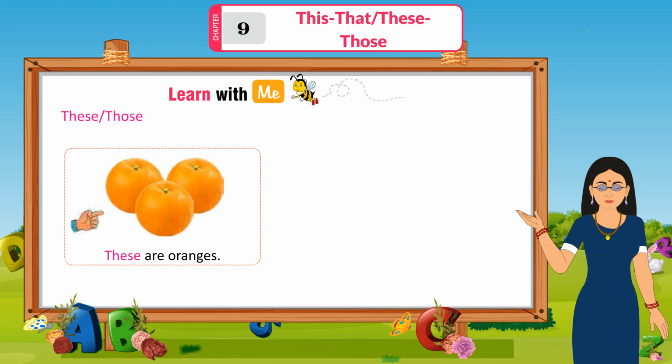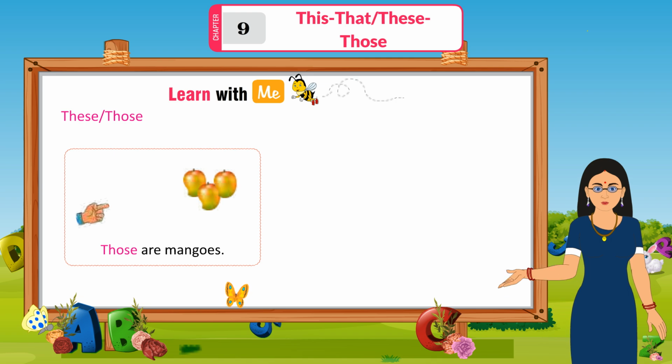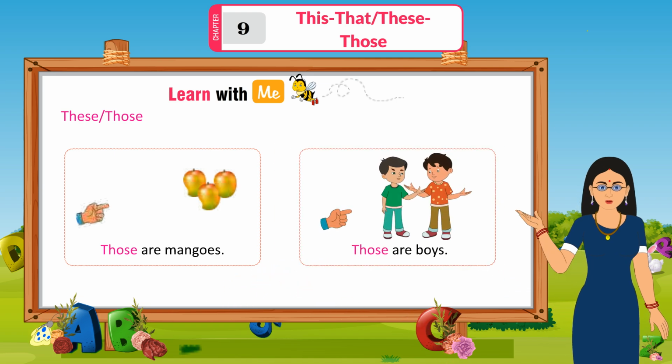These are oranges. These are girls. Those are mangoes. Those are boys.